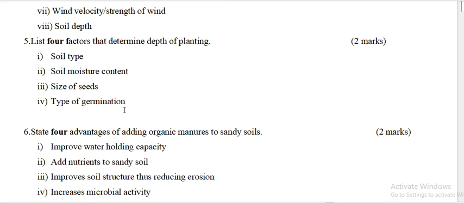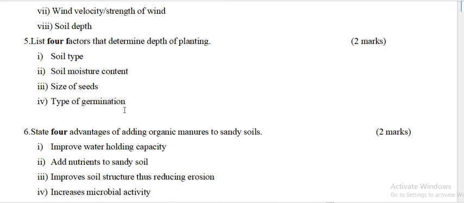Then question 5, list 4 factors that determine depth of planting. We have soil type. The soil type can be clay soils or sandy soil, and in sandy soils you will plant deeper compared to clay soils. And then soil moisture content: when the soil has more moisture content, you can plant deeply. When the soil moisture content is little, you plant shallowly.